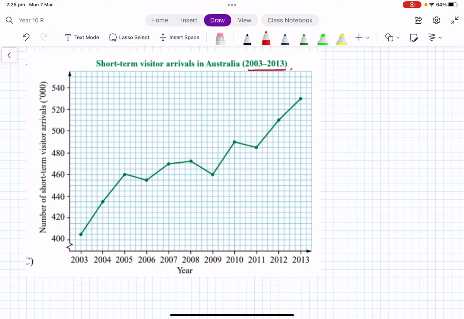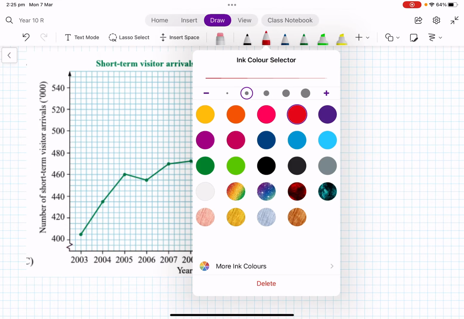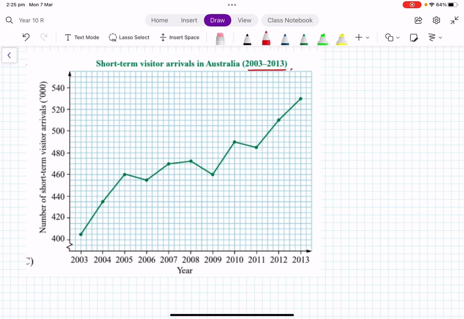So if I was to ask you, okay, well, how many people arrived in 2007? Well, we can just look at that and look up 2007. I hope that this is familiar to most of you, but good to go across. So we just go up, meet the dot, and then we go across from there, and we say, okay, it's halfway between 460 and 480. That would tell me it's 470,000. It goes up in 5,000 increments here. So we've got, in 2007, 470,000 people visited Australia.